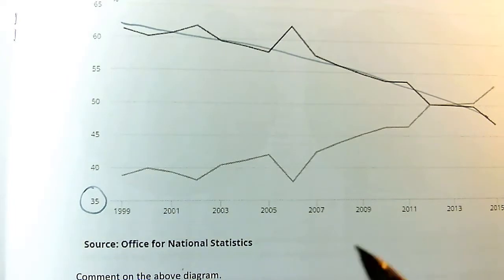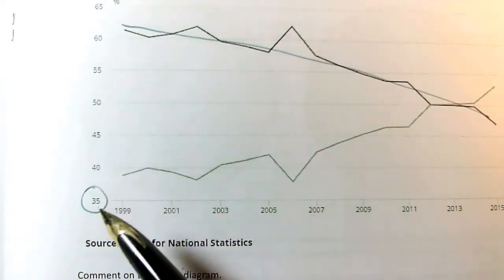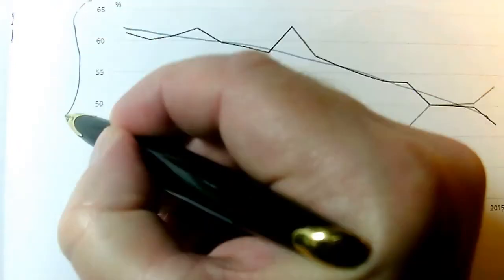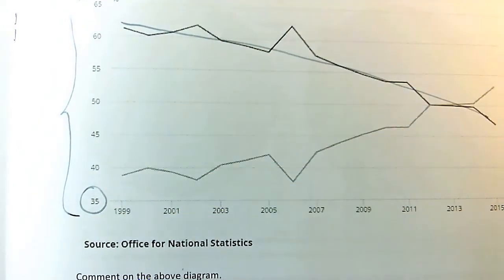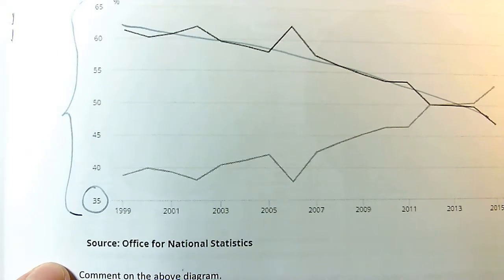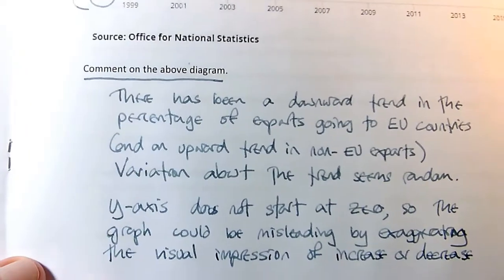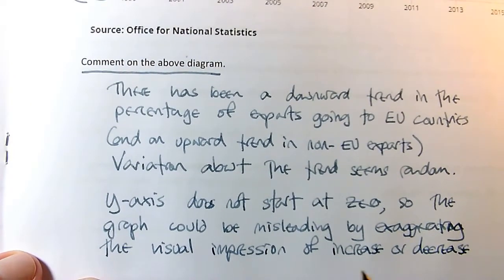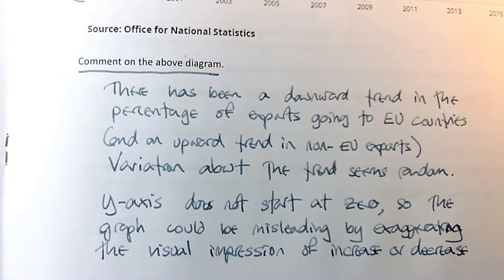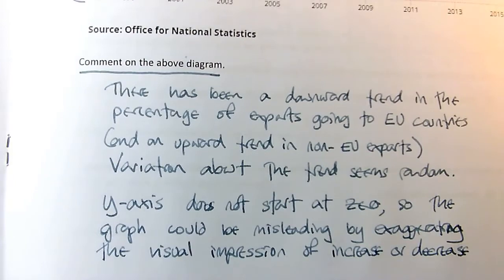So therefore, because the vertical scale has been cut off, this diagram could exaggerate the visual effect of the changes because the y-axis does not start from 0. Okay, so that's how we could describe the risk. It could be misleading by exaggerating the visual impression it's giving of an increase or a decrease.